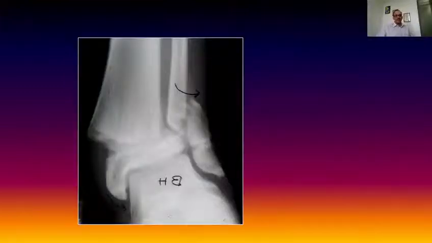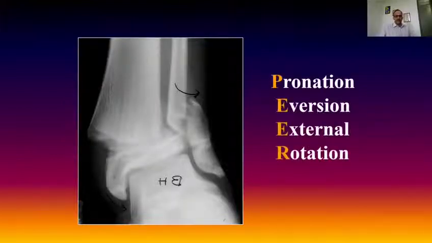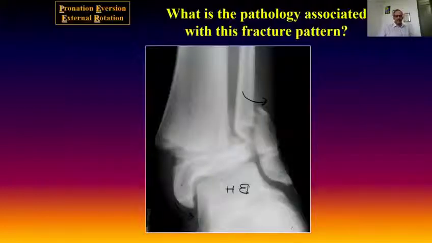Let's move on to the next type of injury. The second type of injury in children in the ankle, again clinically, is going to be a valgus deformity with external rotation. So this is called pronation, eversion, external rotation injury. This is also very peculiar and it has its own peculiarities which I will highlight.